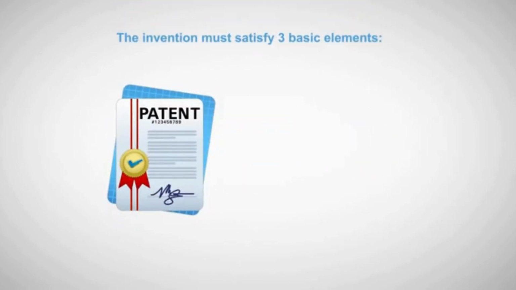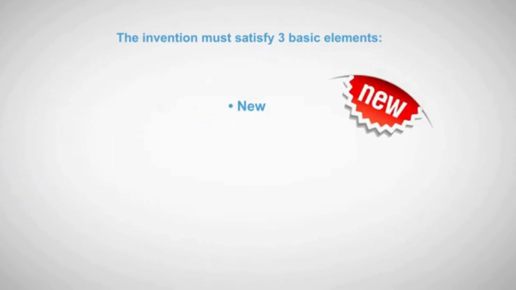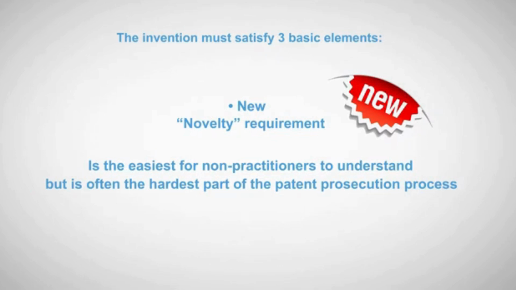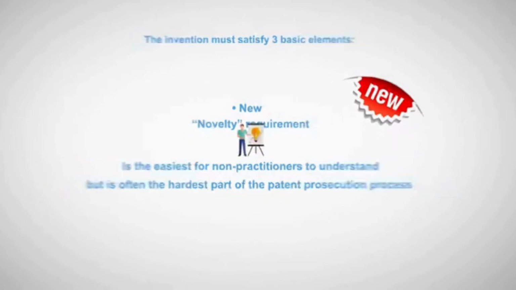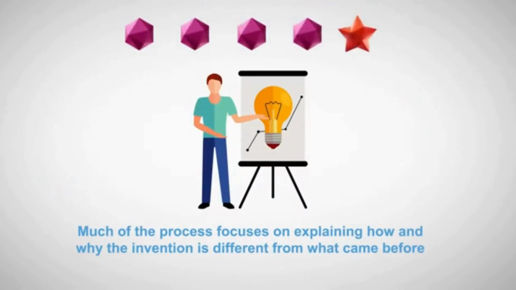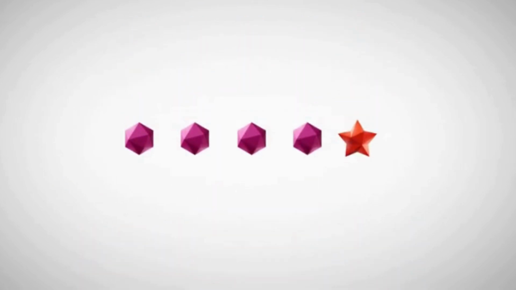To be patentable, an invention must satisfy three basic elements. The invention must be new, useful, and not obvious. The requirement of being new, also called the novelty requirement, is the easiest for non-practitioners to understand, but is often the hardest part of the patent prosecution process. To get a patent on an invention, the invention must be new. In practicing patent law, much of the process focuses on explaining how and why the invention is different from what came before. Everything that came before is referred to as the prior art.